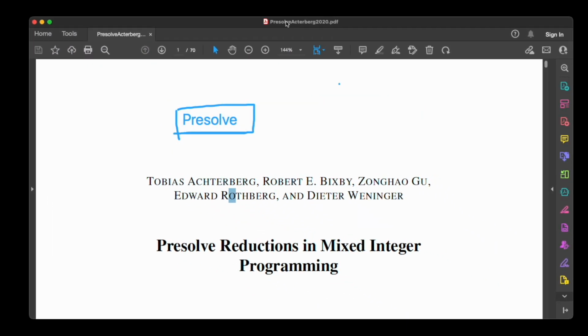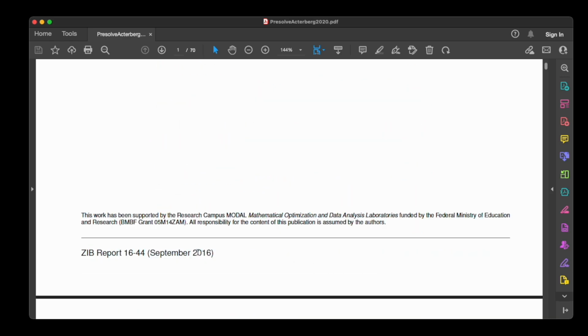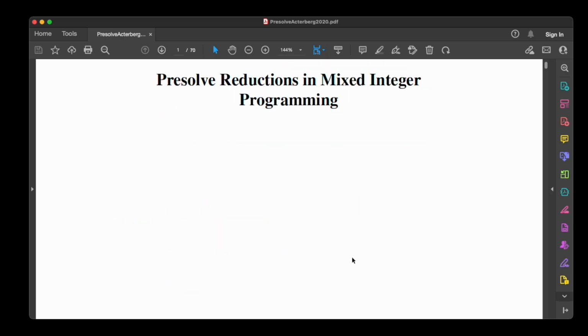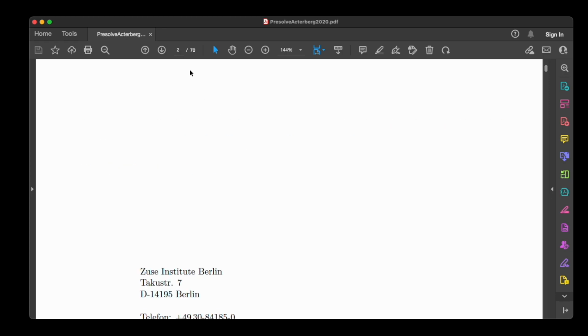Okay, so there are lots and lots of pre-solve rules and we are going to see some of the interesting ones. Particularly, we are interested in this paper, which is Presolve Reductions in Mixed Integer Programming by Achterberg and other Gurobi people. We are actually reading an older version which was published in 2016. The newer version is probably similar, not so different. But why we are interested in this is because of this particular table.